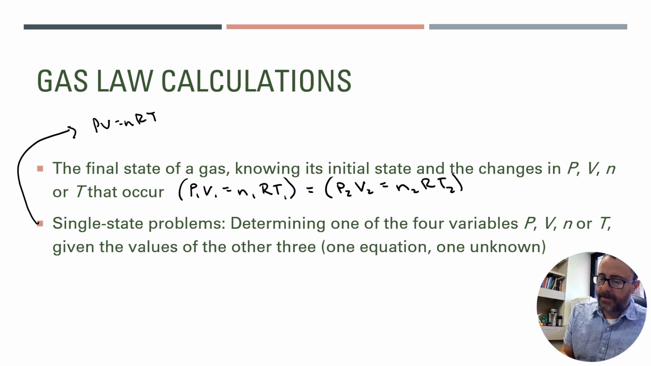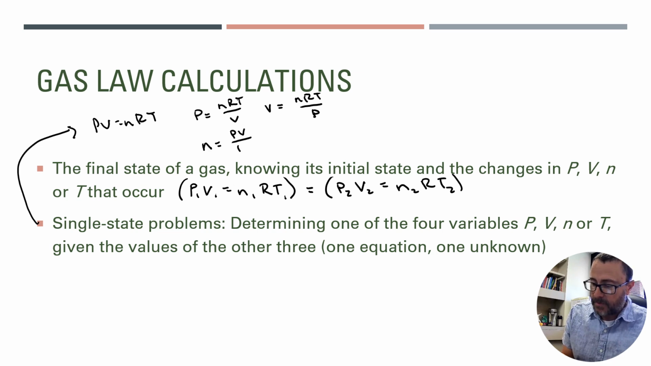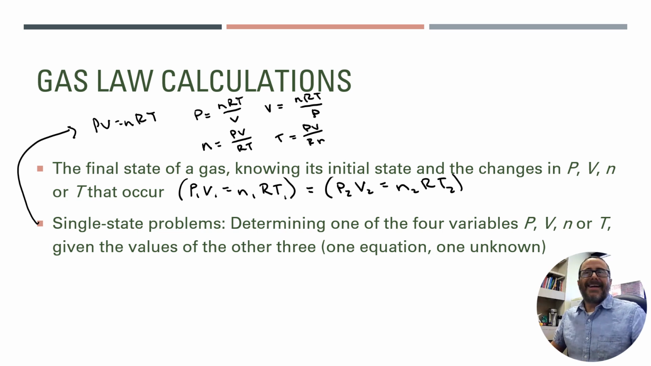We have PV equals nRT. So if you are solving for pressure, it's nRT over V. If you were solving for volume, it is nRT over pressure. If you're solving for amount, it's PV over RT. And if you were solving for temperature, it is PV over nR. All we're doing there is we know the other three, and we don't happen to know the final one.